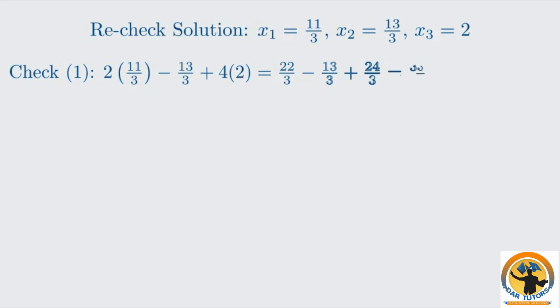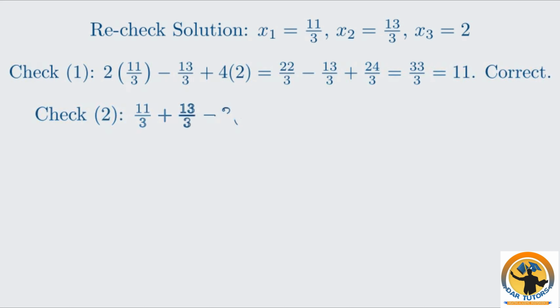This is correct. For equation 2, we have 11 over 3 plus 13 over 3 minus 3 times 2, which is 24 over 3 minus 6, or 8 minus 6, which is 2. This is also correct. Since this set of values satisfies both equations, it is a solution to the system. This highlights the importance of checking all equations.